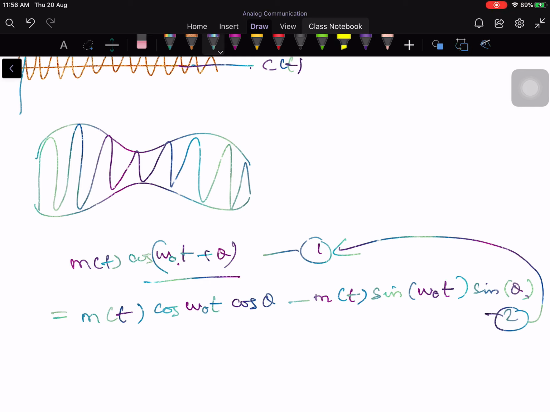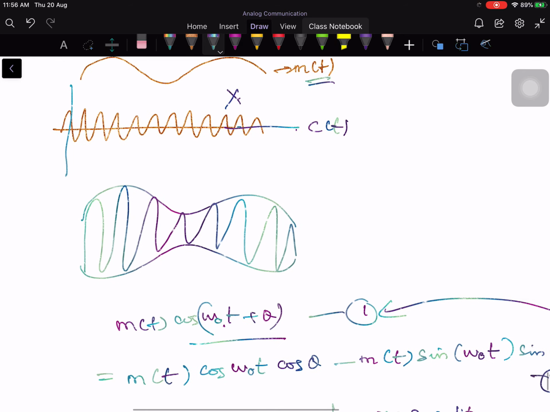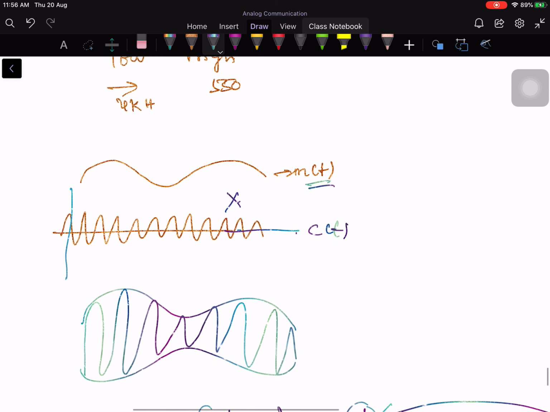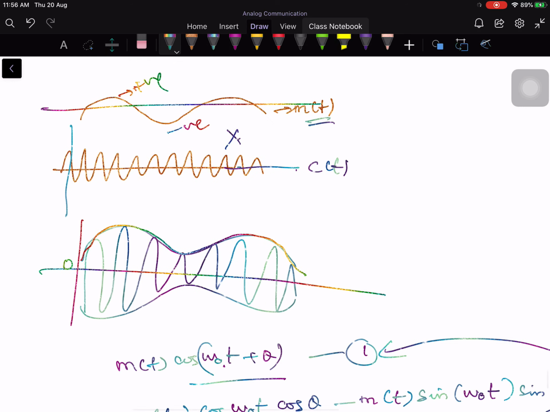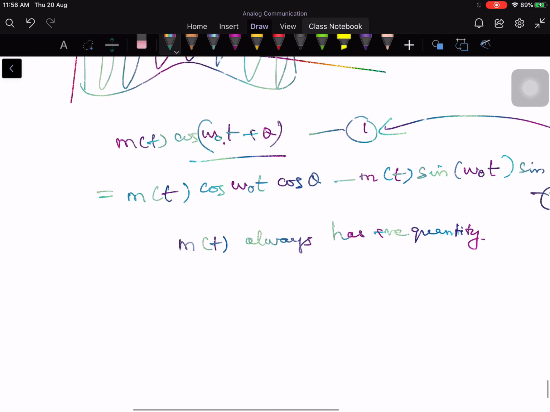This m of t always has a positive quantity. Why? Previously, see, it is varying like this. Here m of t is positive and here it is negative. Now this is my zero line, but here the m of t is not coming to the negative side. So m of t is always positive in this expression.